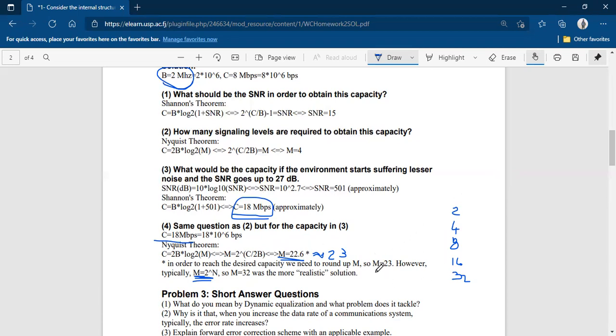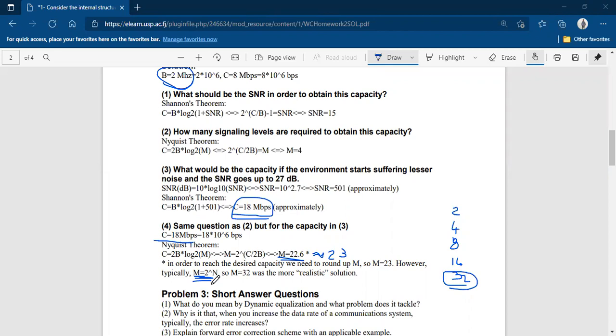In this particular case, 23 is closer to 32. So that is why m is equal to 32, which is the more realistic solution. Remember, if you're giving the value of m, it has to be of this particular order. M is equal to 2 to the power of n, where n is any integer value.